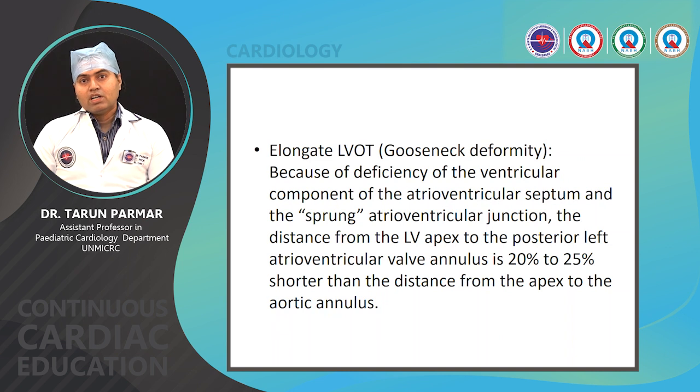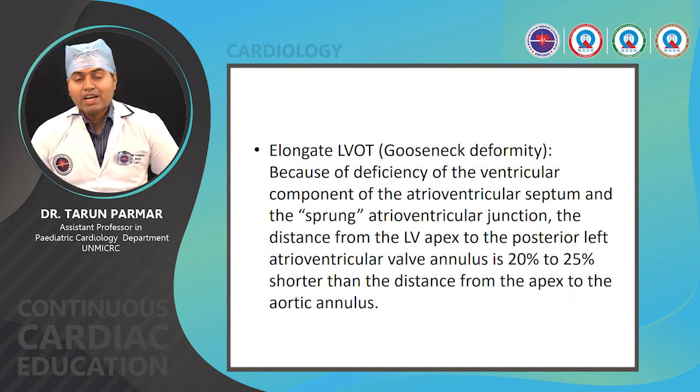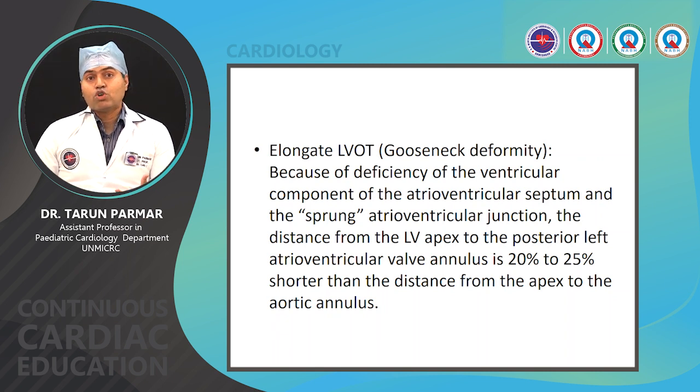Another association is elongation of the LVOT, or gooseneck deformity. That is because of the deficient ventricular component of the atrioventricular septum and the sprung atrioventricular junction. The distance from the LV apex to the posterior left AV valve is 20 to 25% shorter than the distance from the apex to the aortic annulus.